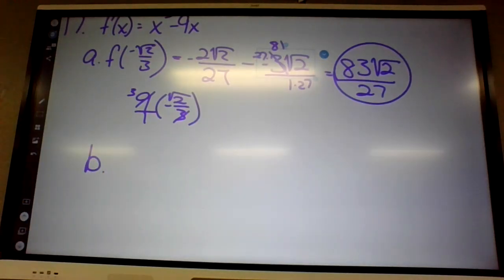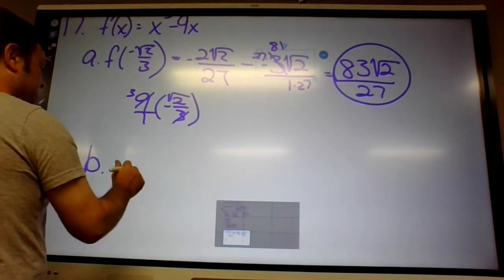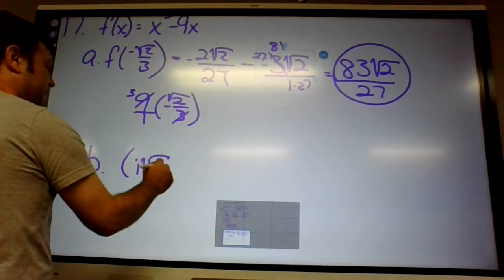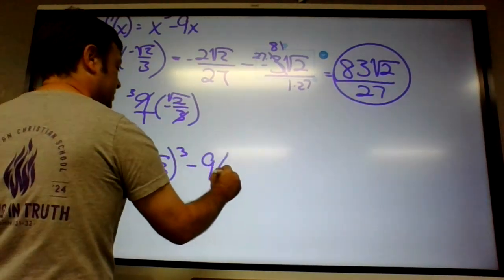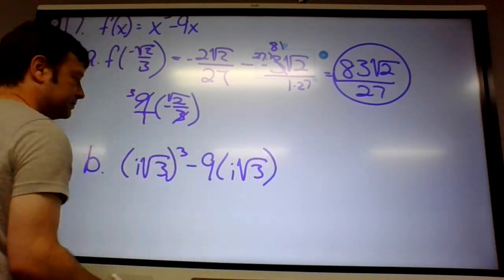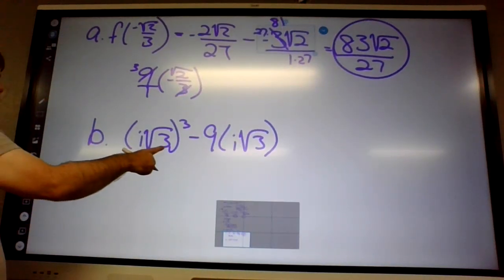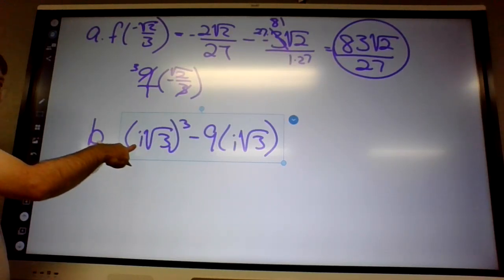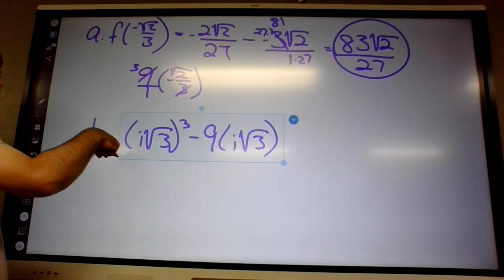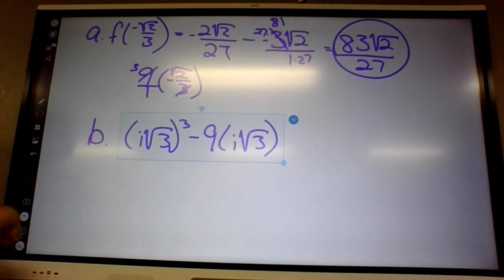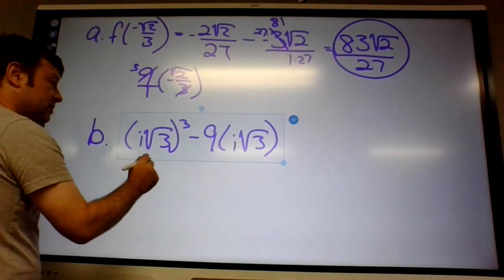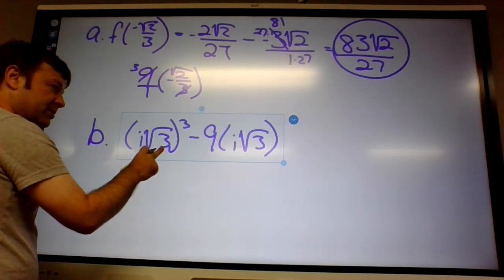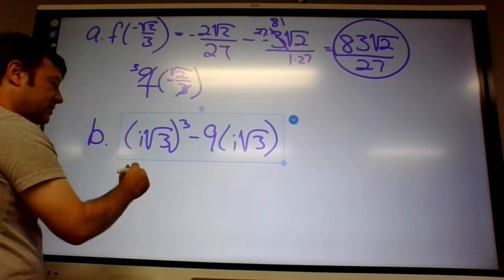Okay, i square root of 3. So it'll be i square root of 3 cubed minus 9 times i square root of 3. We cubed square root of 2 earlier. Square root of 3 times square root of 3 times square root of 3 is 3 square root of 3. You guys remember what i cubed was? Negative i, because i squared is negative 1 times another i is negative 1i. So it's negative i times 3 square root of 3.